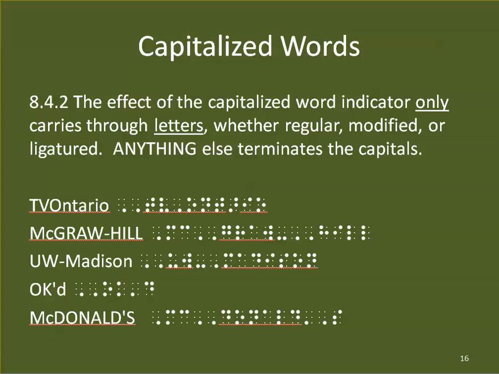And UW-Madison, we have capital UW. The hyphen terminates capitalized word mode, so we have to start it up again for Madison with only a single capital indicator there, and the rest is lowercase.